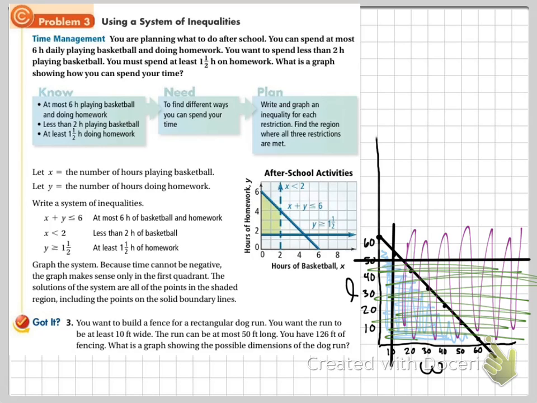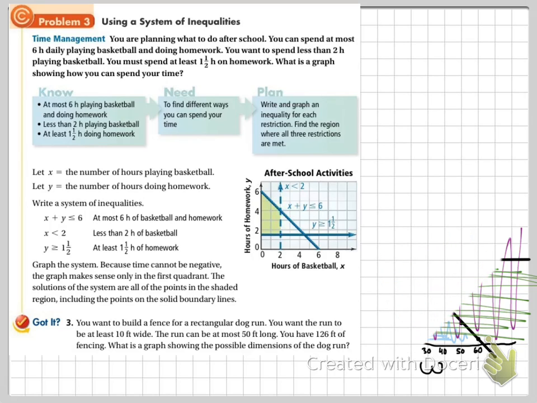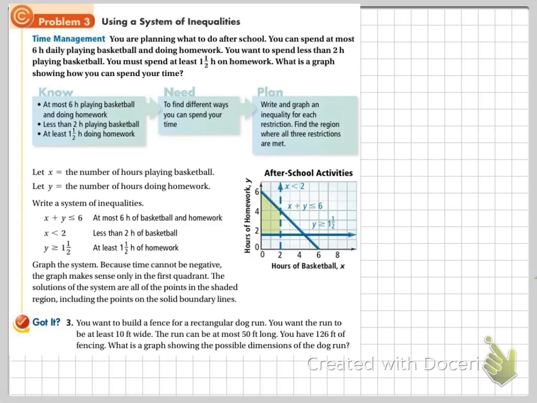Okay. Let me erase that for us. We're going to do this story problem, all right? It says you want to build a fence for a rectangular dog run. You want the run to be at least 10 feet wide. The run can be at most 50 feet long. You have 126 feet of fencing. So we're going to get three different equations from this.